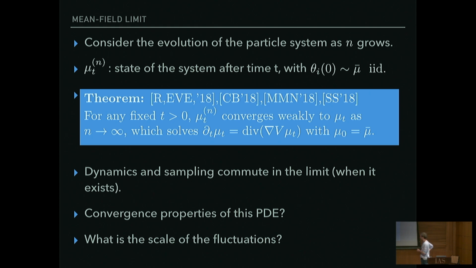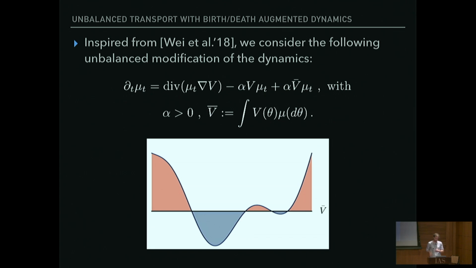But of course, we want to understand when this PDE converges. And if possible, we would like to get something quantitative, right? I mean, can we get some scale of fluctuations in terms of the number of particles and in terms of time, right? That's the question.